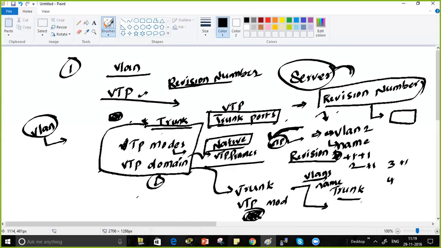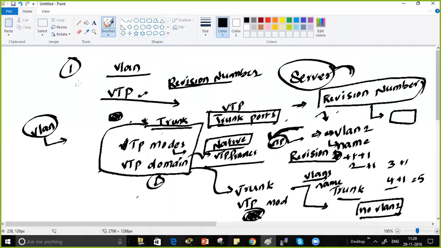If you remove VLAN 2, if you want to remove it, just give no VLAN 2. It removes the VLAN, right? This time also it will add revision number 1. Like that, every time the revision number will increase by one based on the VLAN configuration.